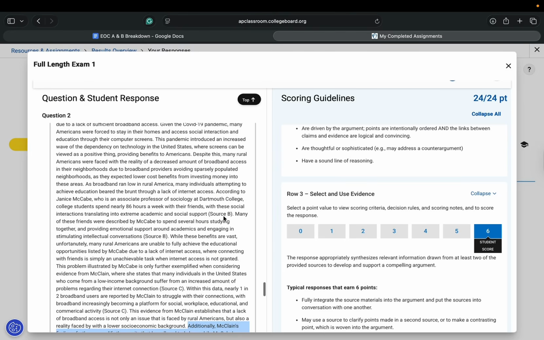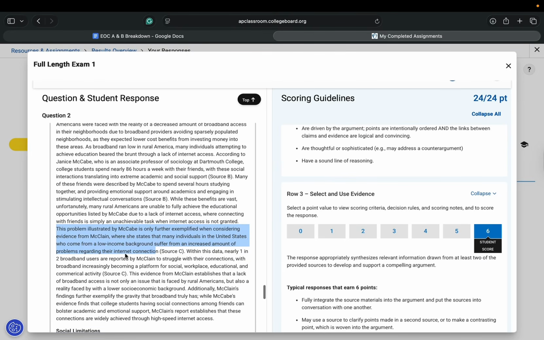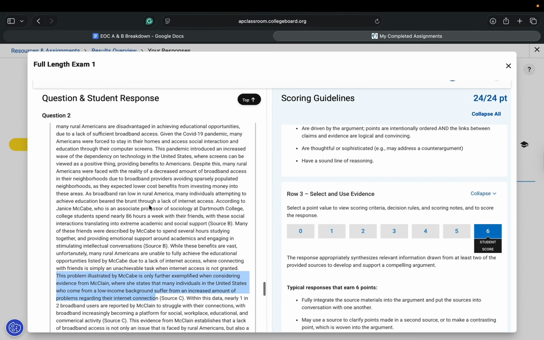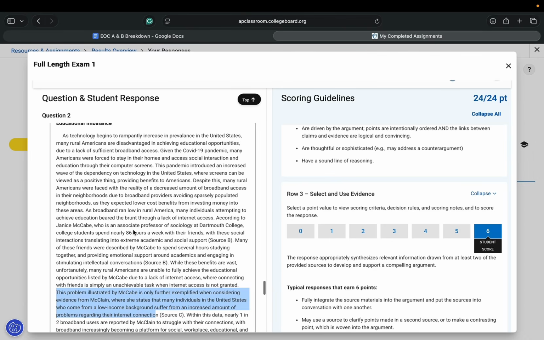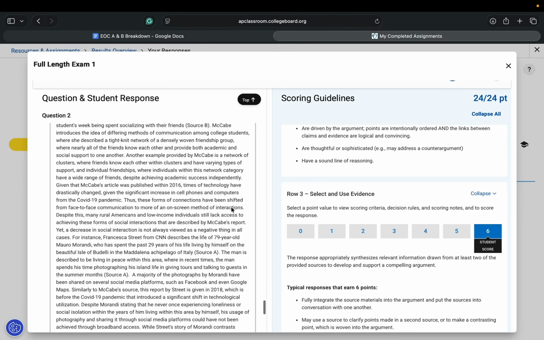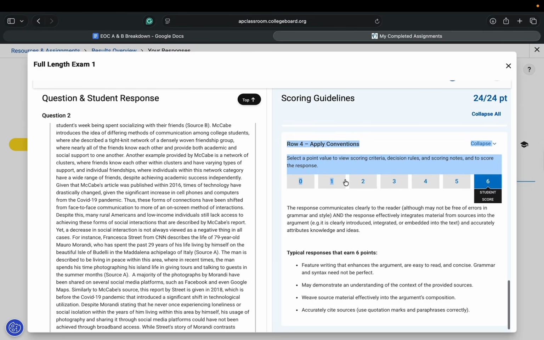I have another sentence where I put the same two authors in the same sentence to show a direct synthesis. So I said, this problem illustrated by McCabe is only further exemplified when considering evidence from McLean, where she states blah, blah, blah, blah. You see how I'm putting them in line with each other? This kind of throws it in the grader's face that I'm directly synthesizing them. So they can't deny that there's no synthesis going on here, which is a pretty basic but effective strategy to implement for row 3.